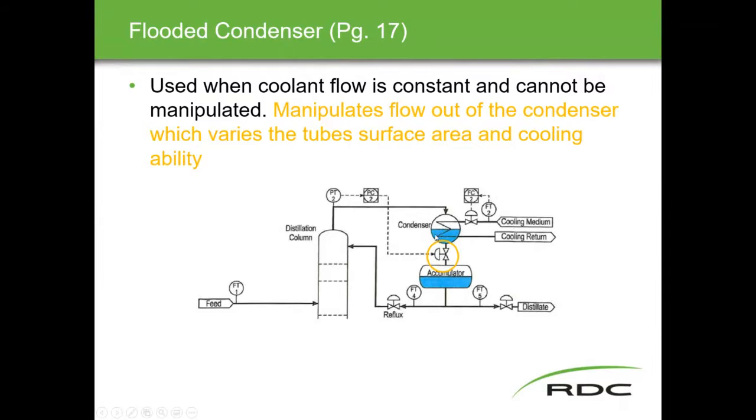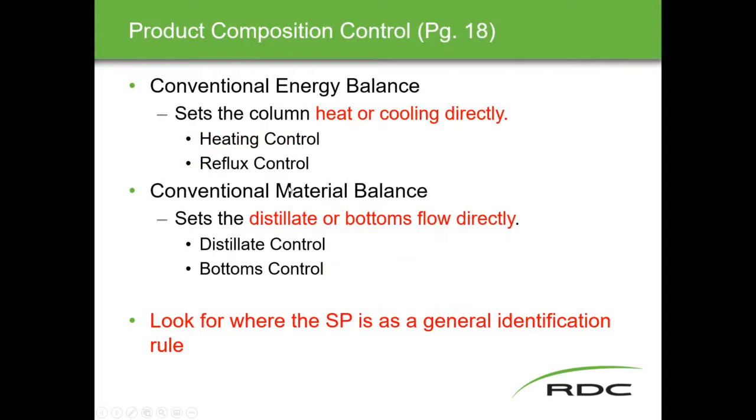So again, being able to identify these three types of pressure control is fairly easy to do based on the name and how that name relates to what's actually going on. So flooded condenser, pretty easy to identify. But do pay attention to the distinguishing differences between these three methods of pressure control. And then we'll talk more about different types of control coming up here. Okay, so that was pressure control.